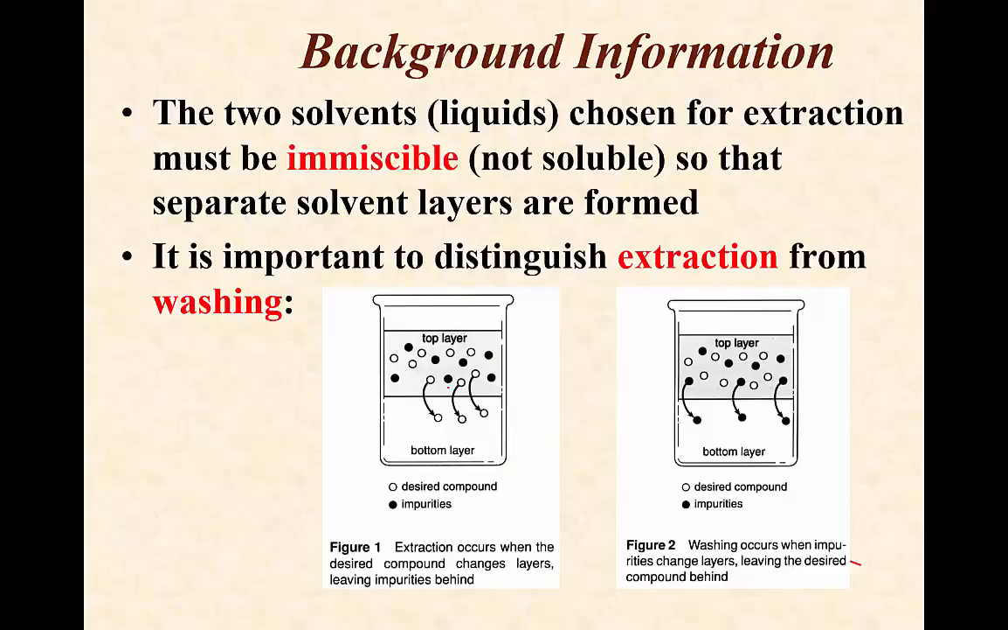When we mix our initial layer with another layer, in this case it just happens to be top and bottom, that's another thing we'll have to figure out, which layer is where, and we'll talk about that in a minute. But in extraction, what we're looking for is going from the original layer into the new layer. Now, washing is just the opposite. That's where we wash the impurities out of the original layer into the new layer, leaving behind the item that we want. So you need to distinguish whether you're doing extraction or washing. That helps you keep track of what layer you have and which one you're going to need to isolate.